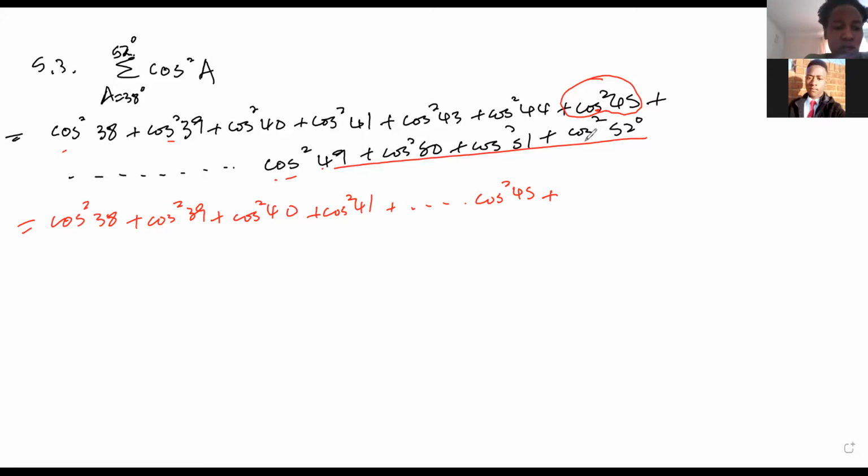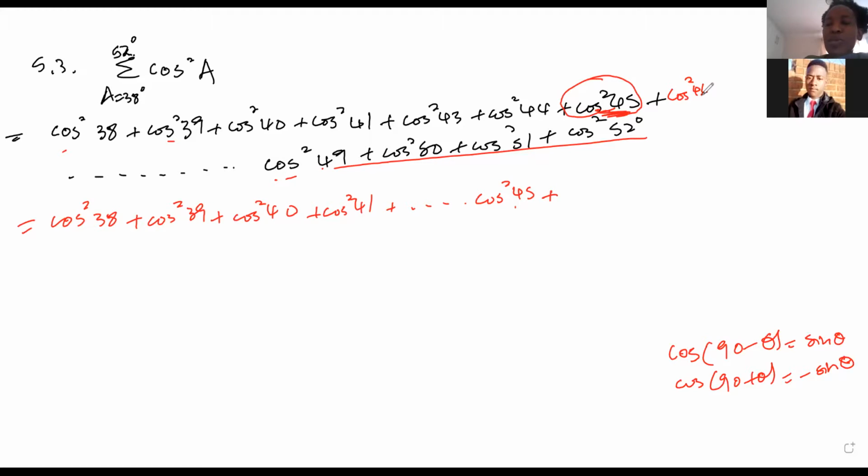Okay, so then we can transform these ones from after 46. After 46, remember the co-functions: cos of 90 minus theta became a positive sine theta, and cos of 90 plus theta became a negative sine theta. So we can change these ones here after 45.